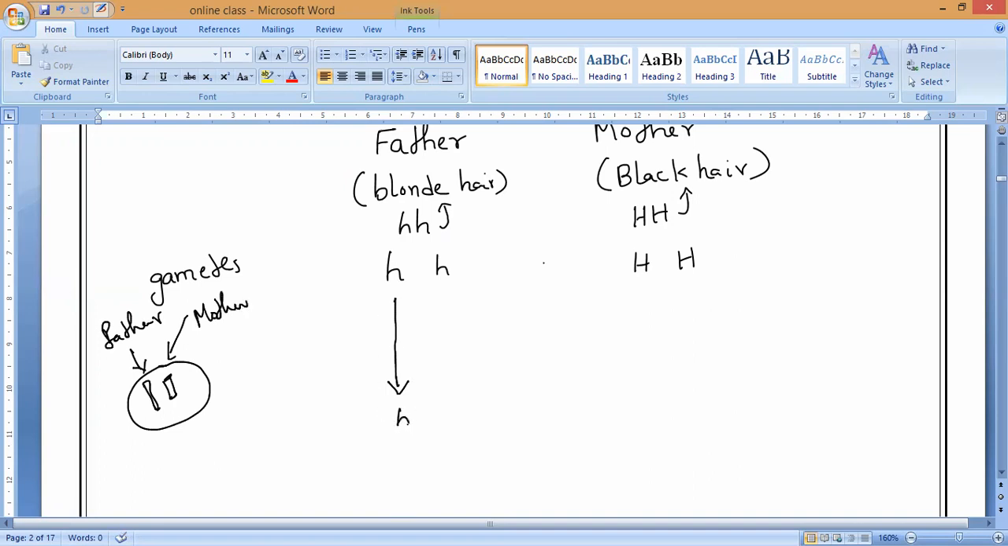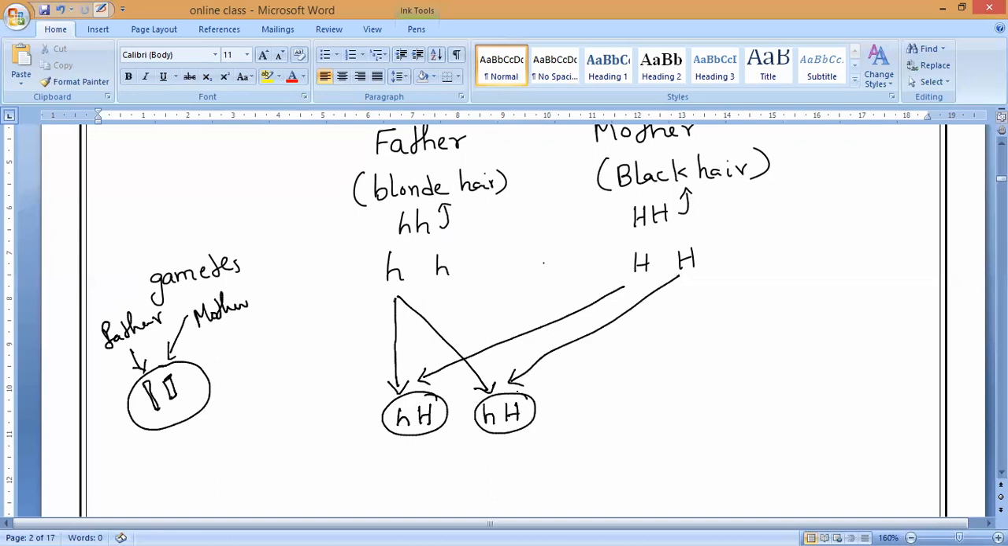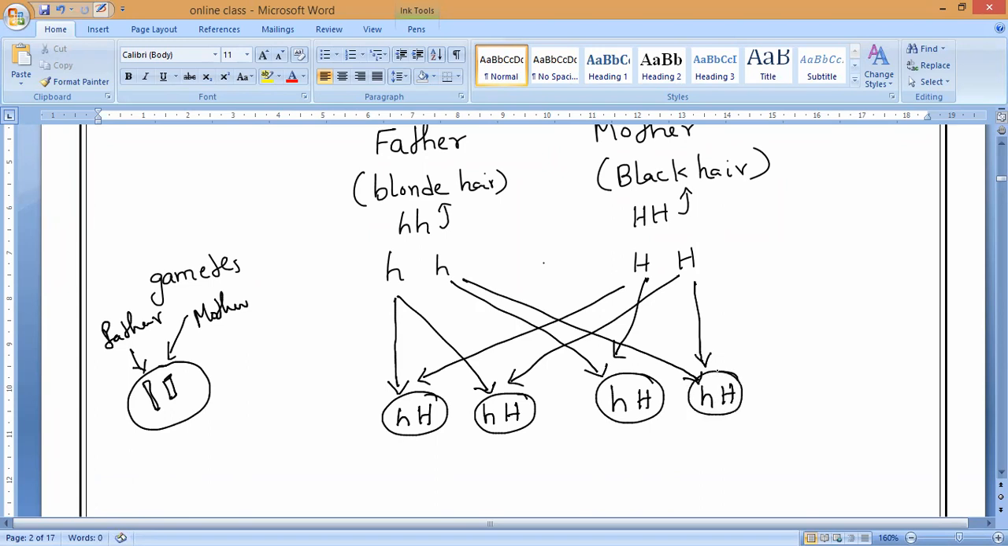Now father is donating small h and mother is donating what? Mother is capital H. So next, same way, father is donating small h and mother is donating capital H. Same way, if we take father donating small h and mother donating capital H. Now if you notice, everywhere we are getting capital H and small h, capital H and small h, capital H and small h, and capital H and small h.